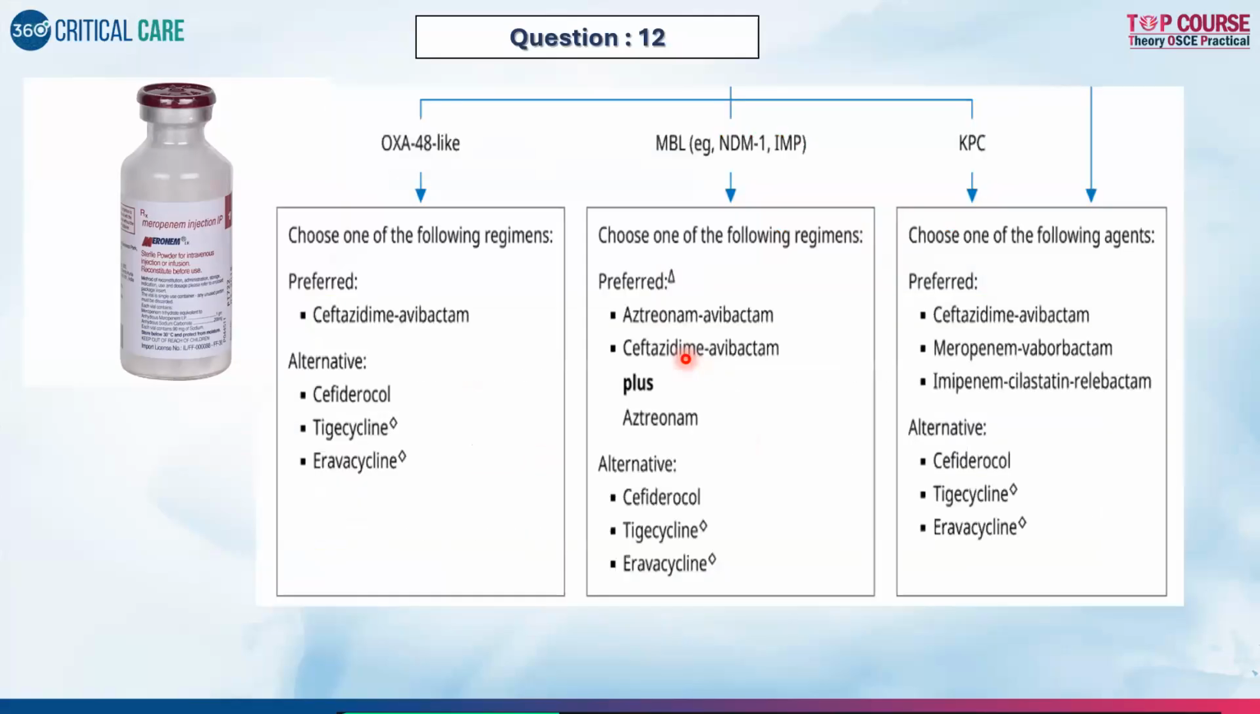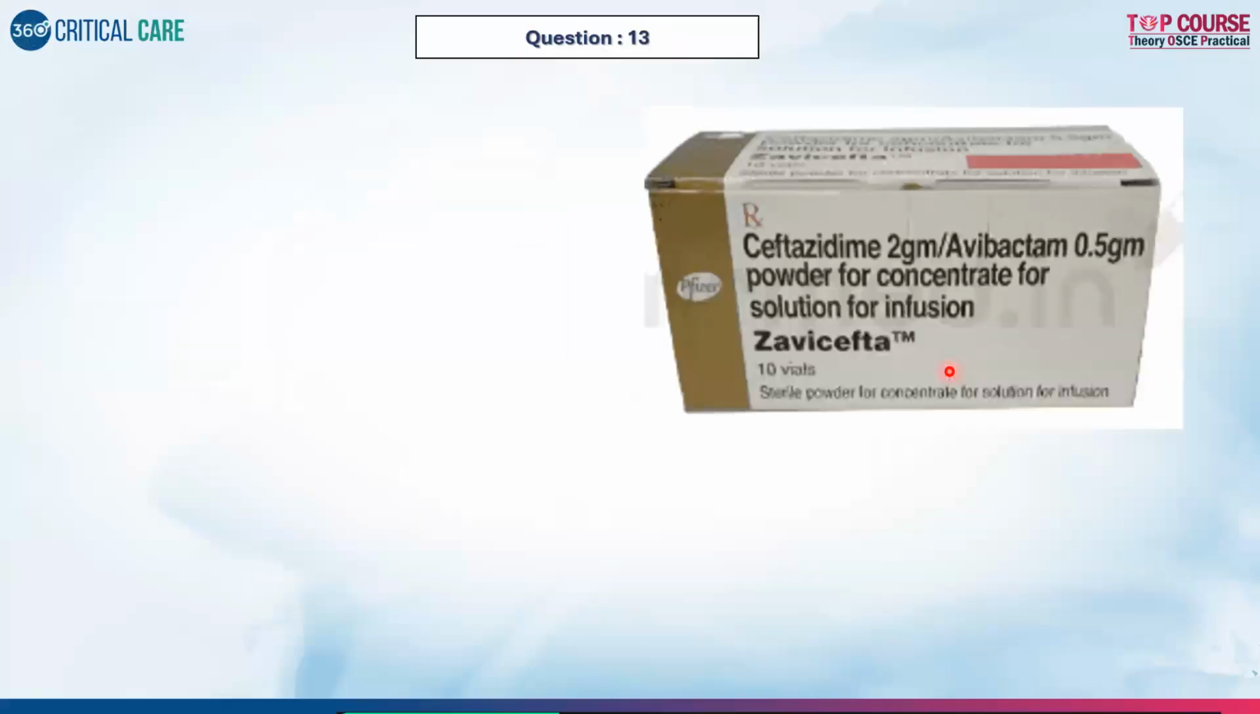Okay, and what are the subsequent treatment regimen regarding this? One needs to remember ceftazidime-avibactam for OXA48 is preferred, and we have the newer group of antibiotics like cefiderocol, eravacycline. For NDM, ceftazidime-avibactam does not work alone. It is intrinsically resistant, so you have to add aztreonam or aztreonam-avibactam. And KPC, we have ceftazidime-avibactam, meropenem-vaborbactam, and imipenem-cilastatin-relebactam.